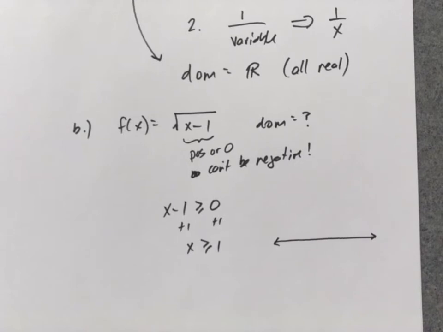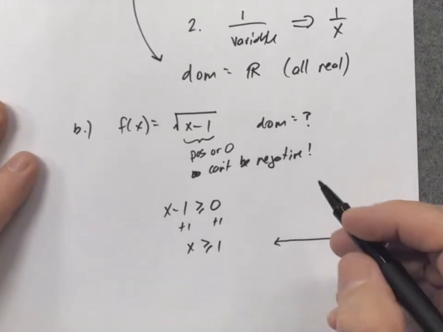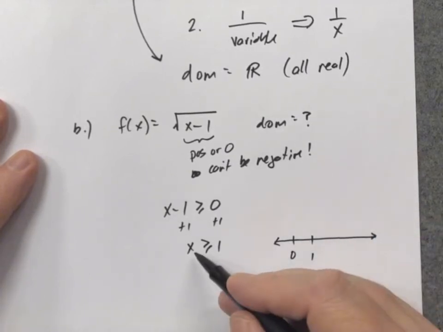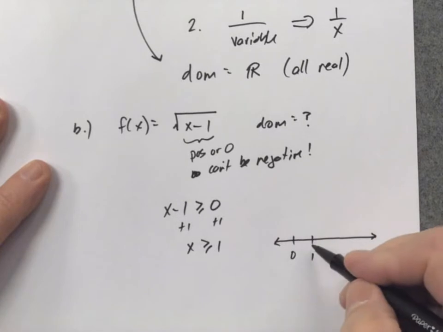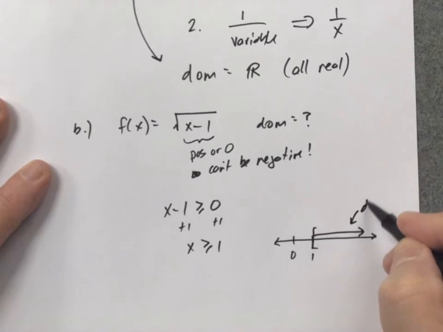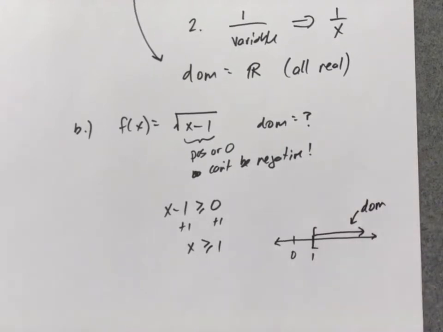And what I like to do, I like to go back to when you first learned about inequalities. We used to use number lines to sort of graph those solutions. I still like to do this. So x greater than or equal to 1 means here's 1. Greater than or equal to is a bracket. So this, in a sense, is my domain. These are all the values that x can be for that function.